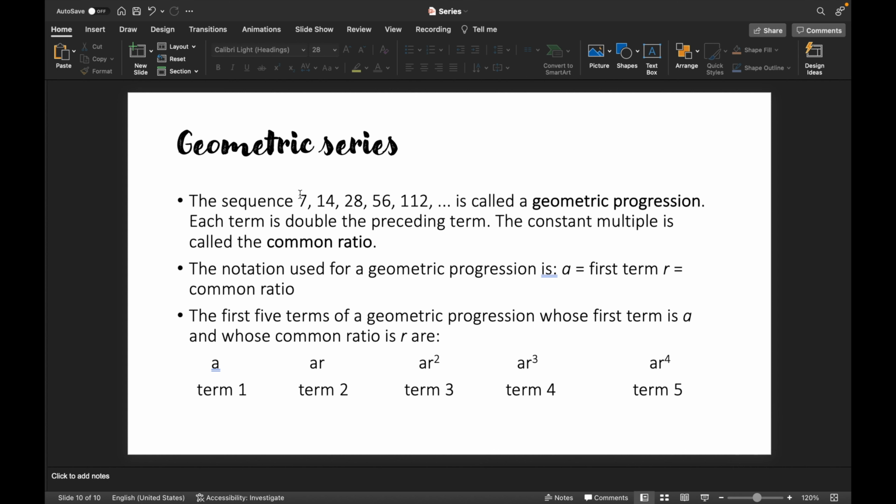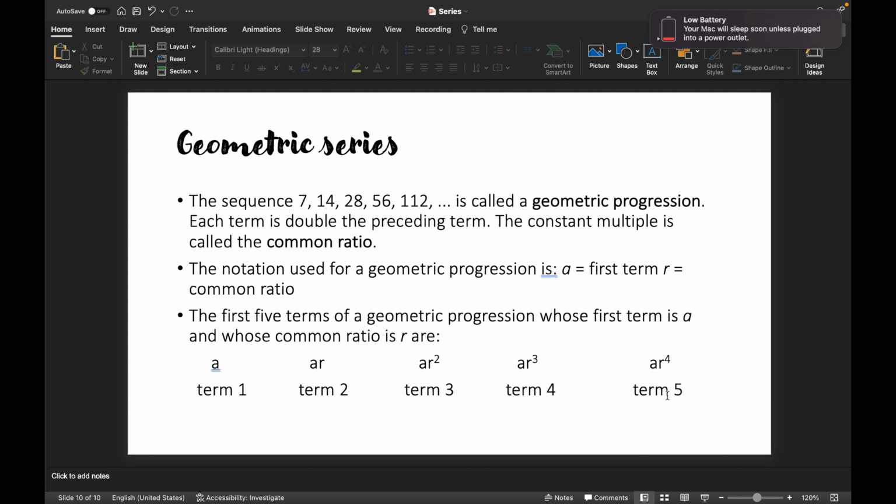Here you can notice that from this term to this term, the difference is 7, but also, if you think about it, this is double of this and this is double of this, and therefore they have a common ratio between them. Hence the first 5 terms of a geometric progression whose first term is a and common ratio is r are: a is the first term, ar is the second term, ar squared is the third term, ar cubed is the fourth term, and ar to the power of 4 is the fifth term.